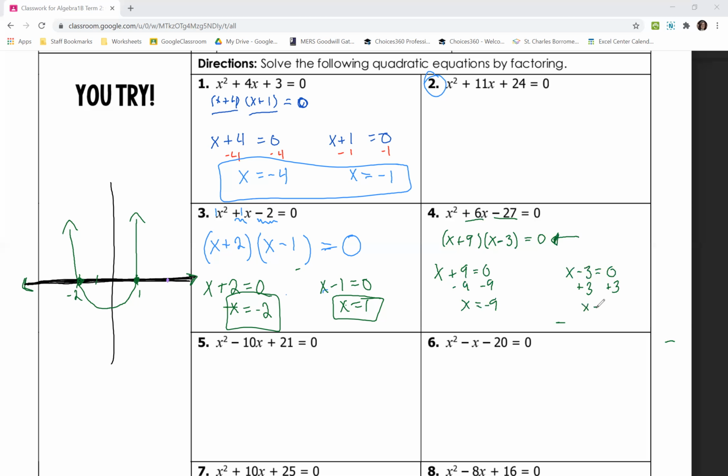Once our quadratics get a little more complicated, we might have a little bit harder linear equations to solve, but not really. They'll always be pretty simple for you.